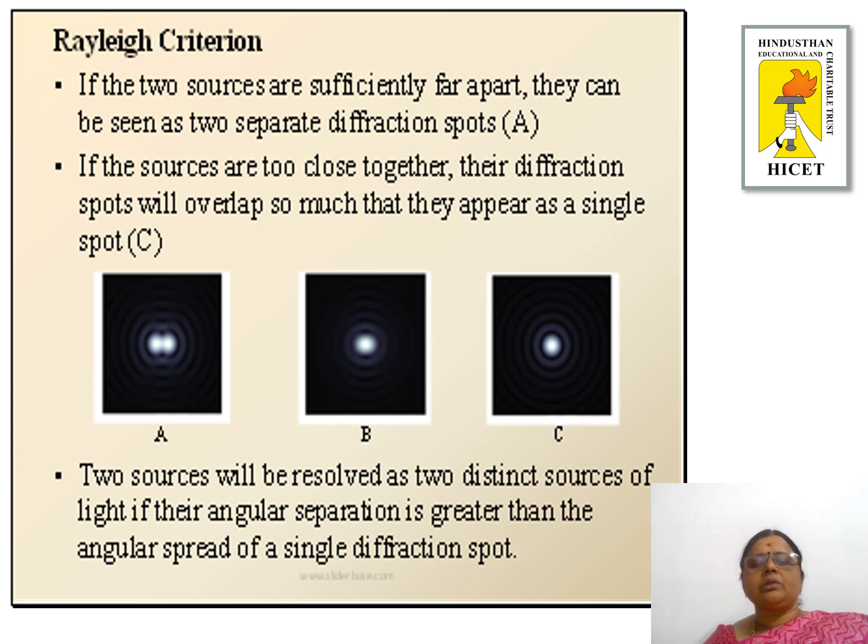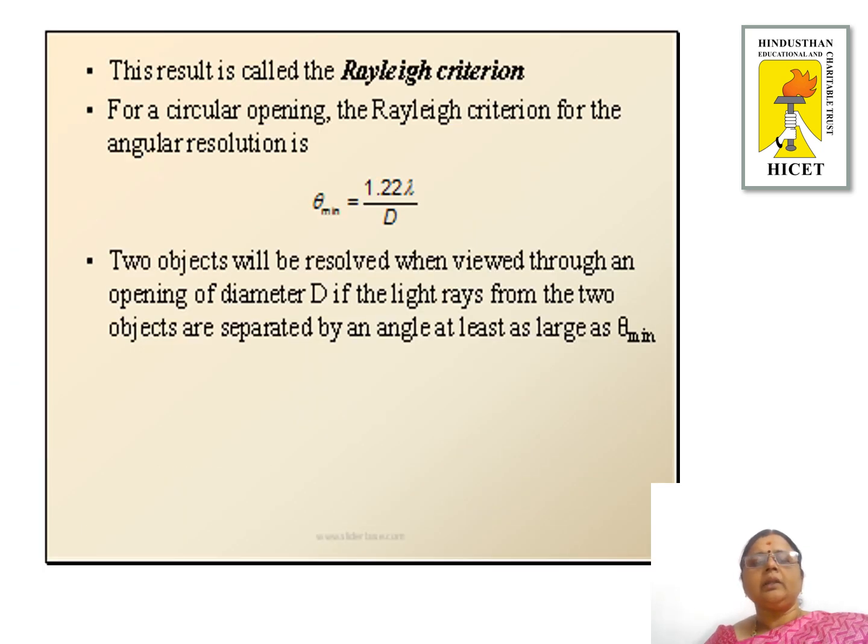If the two sources are too close together, the diffraction spots will overlap so much that they appear as a single spot, as in C. Two sources will be resolved as two distinct sources of light if their angular separation is greater than the angular spread of a single diffraction spot. This is shown in diagram B. This result is called the Rayleigh criterion.